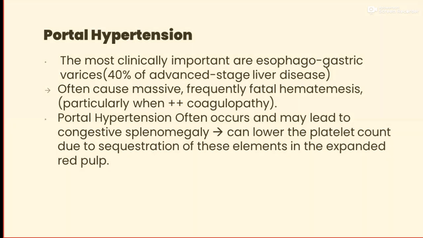As we said in Arabic, they are called dawali al-mari'. They are present in 40% of cases with advanced liver disease, meaning 40% of patients with advanced chronic liver disease develop shunting and esophageal varices. They are dangerous because they may lead to fatal hematemesis, which is vomiting of blood. Hematemesis, where emesis means vomiting, is vomiting of blood, particularly if we remember these patients already have coagulopathy, meaning they already have a problem in coagulation and preventing bleeding.